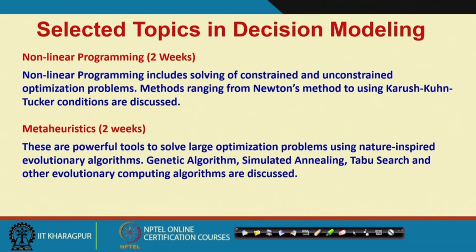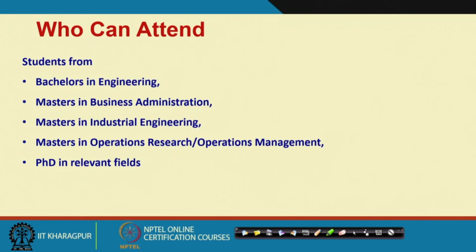Those are the 4 topics that we shall discuss in this particular course. As you can see, Bachelors of Engineering, Masters in Business Administration, the MBA students, the Industrial Engineering Master students, Operations Research, Operations Management people, and also the PhD people, they all can attend this course. So, it is a general course in this sense. Anyone who is interested in operations research, not from a theoretical way, but from a practical way, from a practitioner's point of view, that is what has been really attempted here.